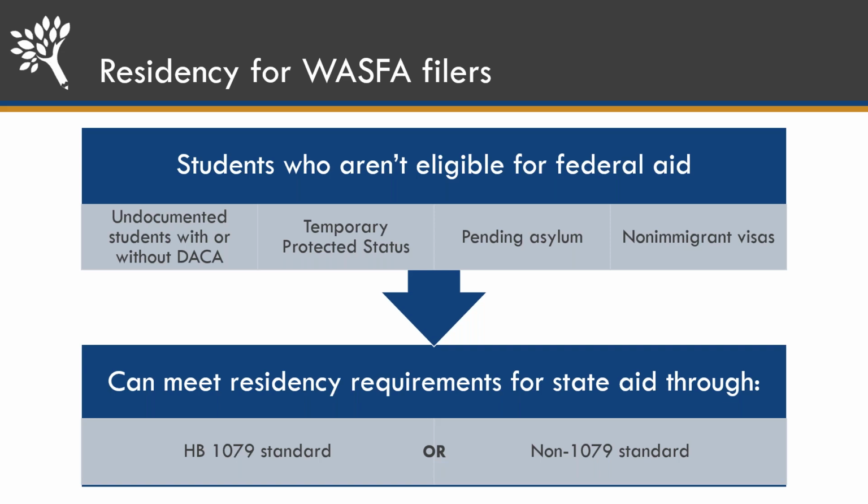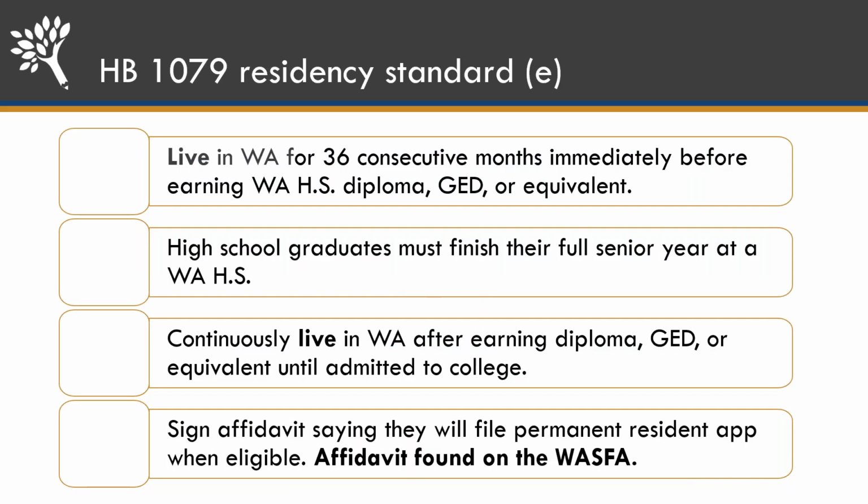There's really 2 ways for these students to meet residency requirements. One's called the 1079 standard, and the other is imaginatively called the non-1079 standard. For those of you who've been around, you might have heard us a few years ago referring to the 1079 standard and the DACA standard. We changed the DACA standard to the non-1079 standard to make it clear that it doesn't just support students with DACA. So I'm going to delve a little deeper into that. Let's start with the 1079 standard.